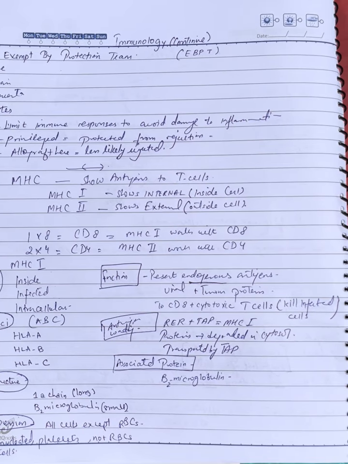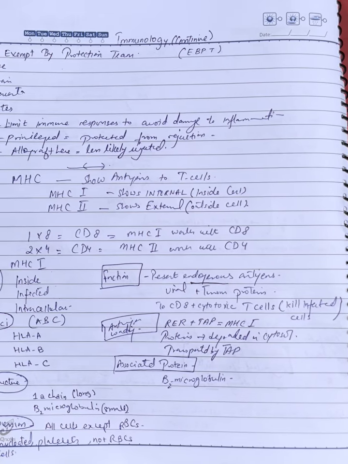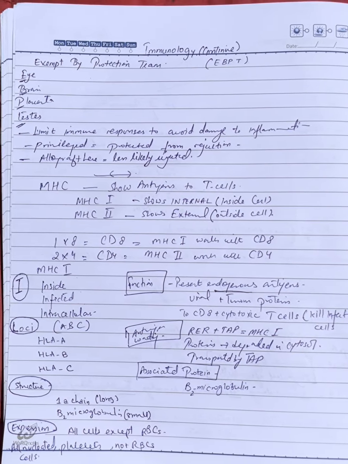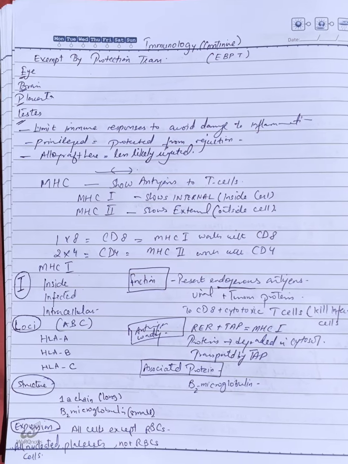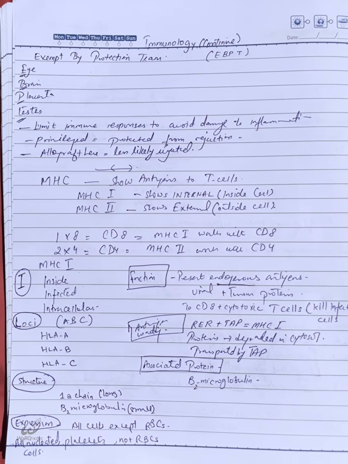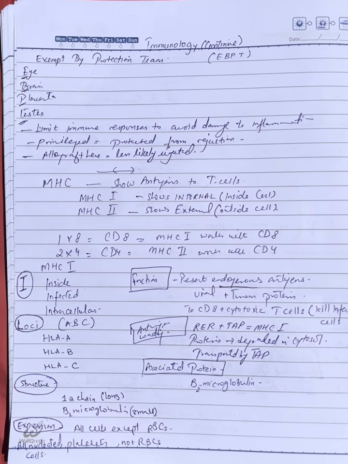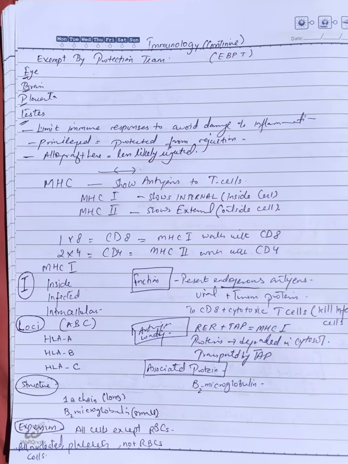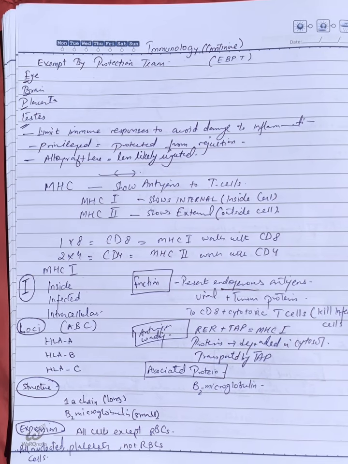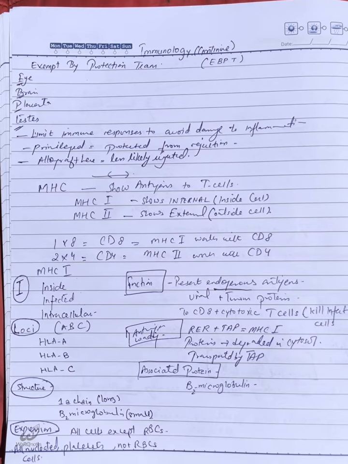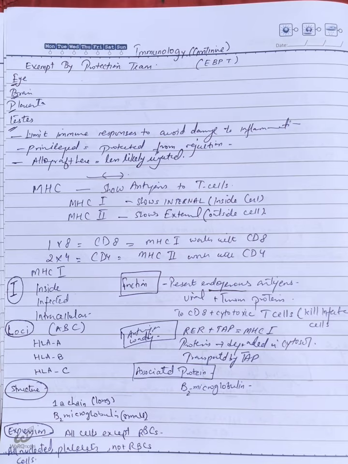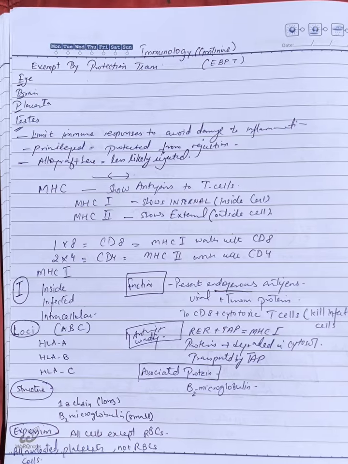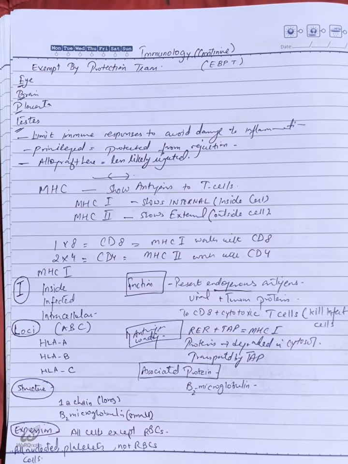So today we are going to talk about immune privilege. To remember the organs which are protected from the immune system, the mnemonic is "exempt by protection team." E is for the eye, B is for the brain, P is for the placenta, and T is for testes. They limit immune responses to avoid damage from inflammation. They are privileged, meaning they're protected from rejection. An allograft here is less likely to be rejected.